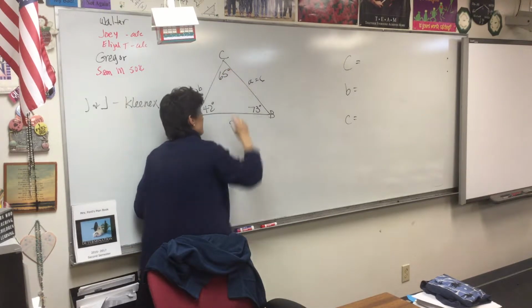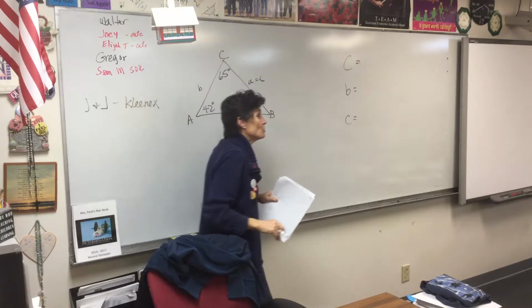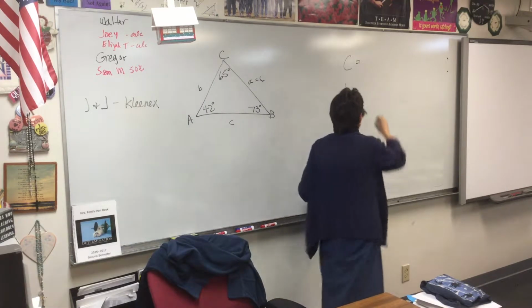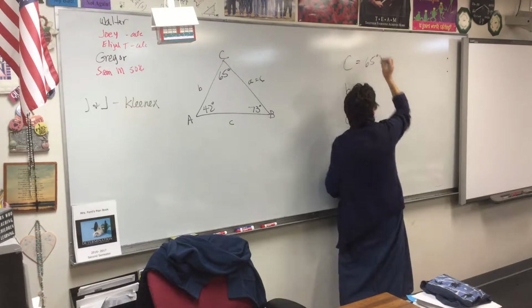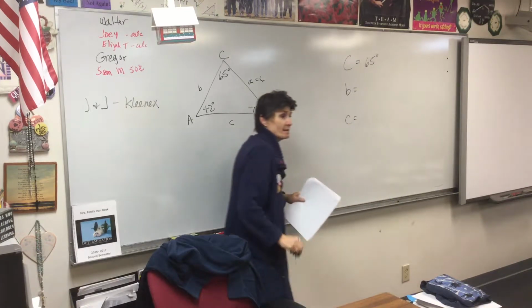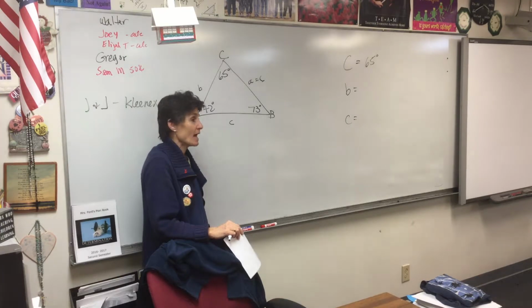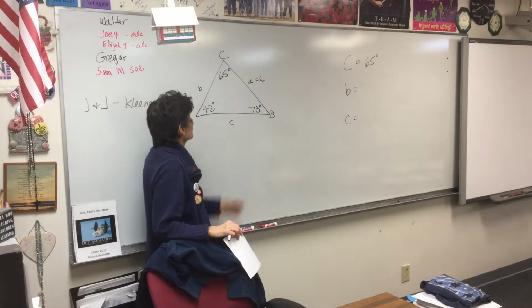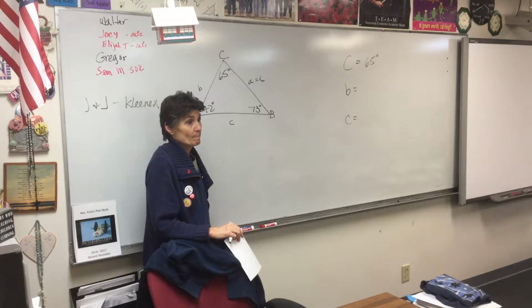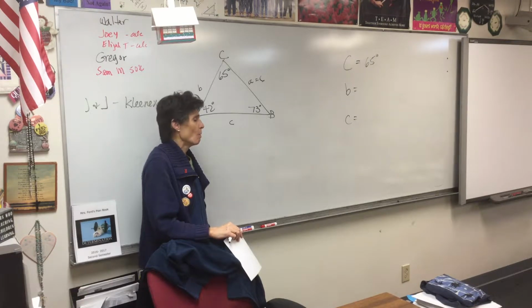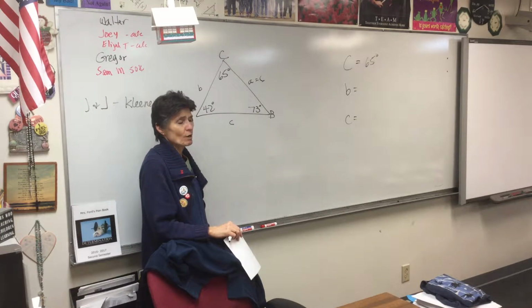You guys are awesome and amazing human beings. You remember that the angles of a triangle must add up to 180 degrees. Nobody should miss that question. They have to add up to 180, so that one's got to be 65. Angle C, no matter where you put it in your triangle, angle C is 65.